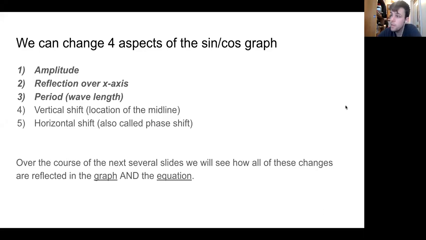All right, guys, so we are going to be moving in here to part 2 of 3.1. We're going to talk about some transformations that can change the sine and cosine graph. The first 3 we're going to be looking at are the amplitude change, the reflection over the x-axis, and a period change or a cycle wavelength change. The next part, part 3, will go over vertical shifts and horizontal shifts.